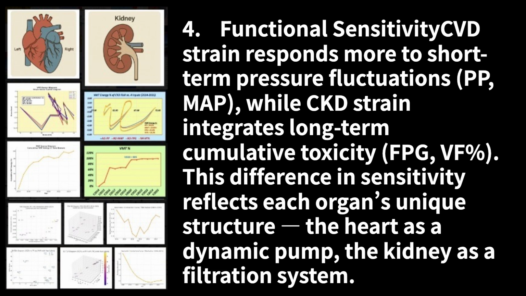4. Functional sensitivity. CVD strain responds more to short-term pressure fluctuations, PP and MAP, while CKD strain integrates long-term cumulative toxicity, FPG and VF%. This difference in sensitivity reflects each organ's unique structure: the heart as a dynamic pump, the kidney as a filtration system.